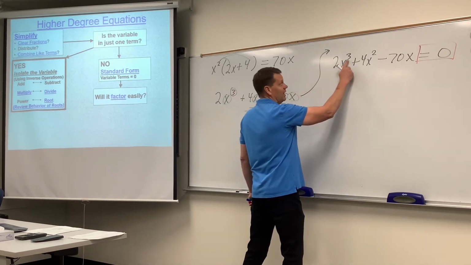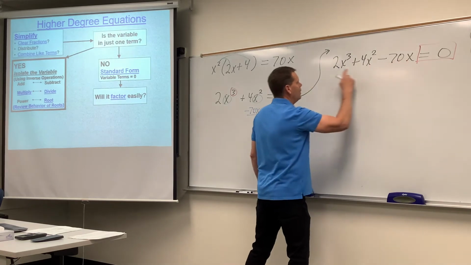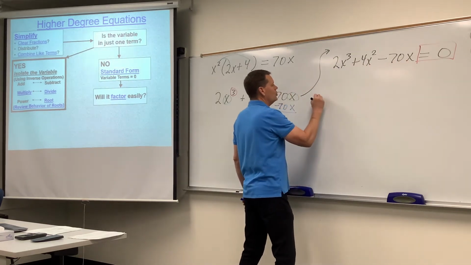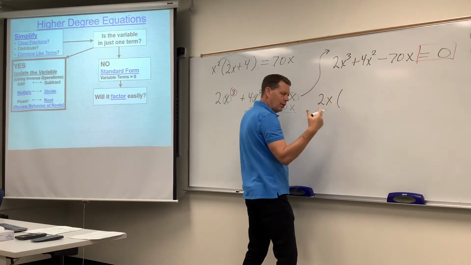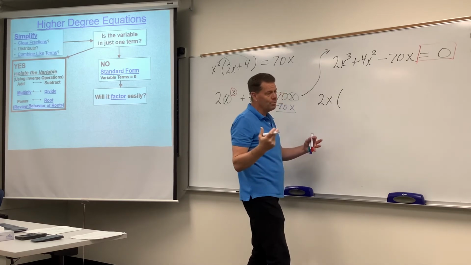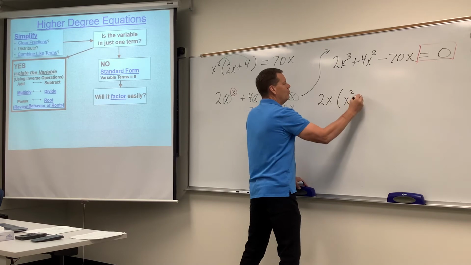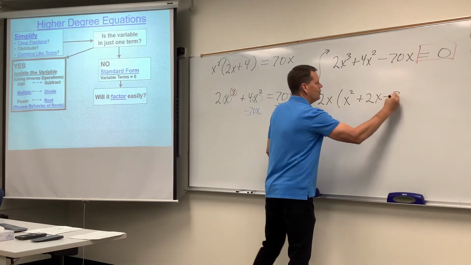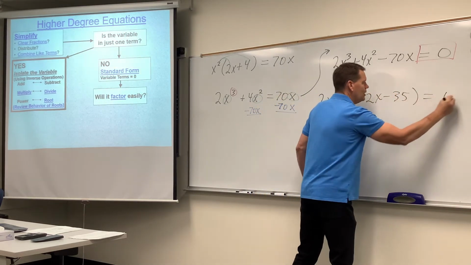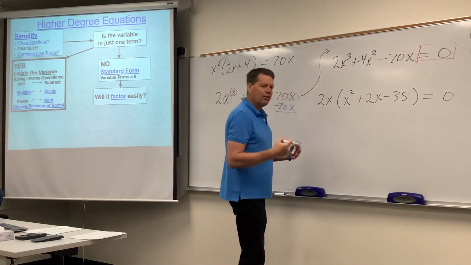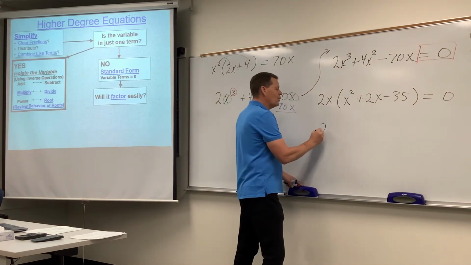First of all, it's in descending order: third power, second power, first power. Can't we factor out a 2x? This is an old skill. I have to assume you remember it. I sure hope so. But if we factor out a 2x, that leaves x squared plus 2x minus 35 equals 0. All right? We hope that it'll factor even more, and I believe this one will.